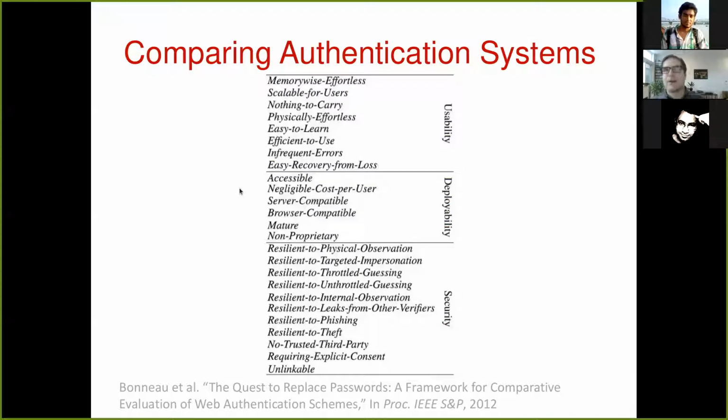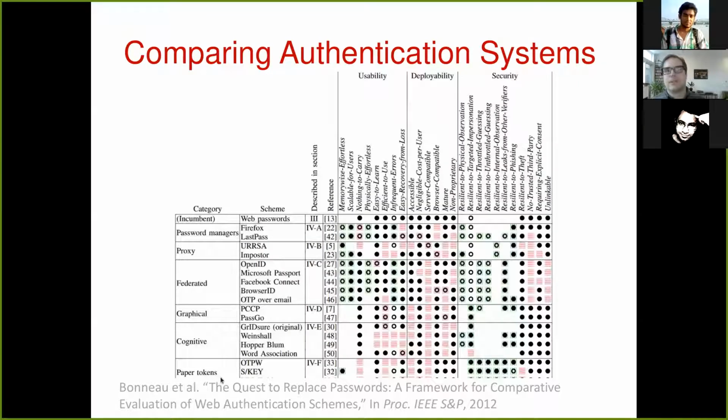So there are all these properties you want, and what Bonneau and his co-authors did is make a giant table, with not quite the color scheme I would necessarily use. This is just the first bit of the table; it goes on and on, showing which different schemes have which properties. Ultimately, they show that nothing is a silver bullet alternative to passwords. But the reason I want to present this is so that we think about all the different ways we have to evaluate an authentication system.